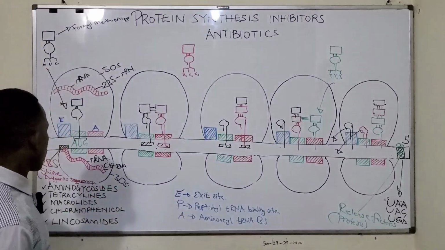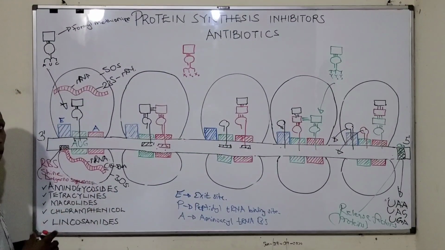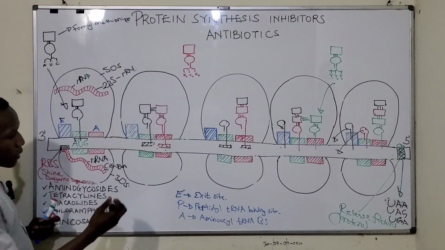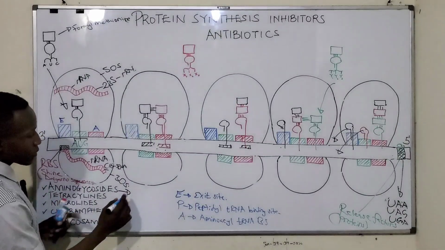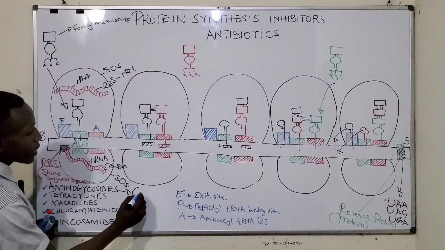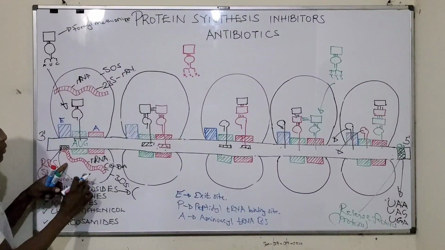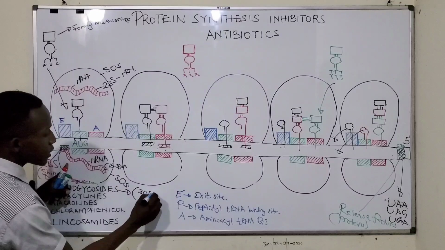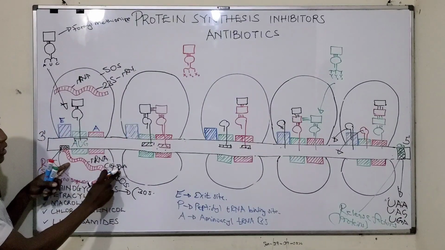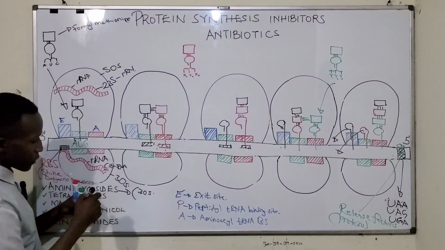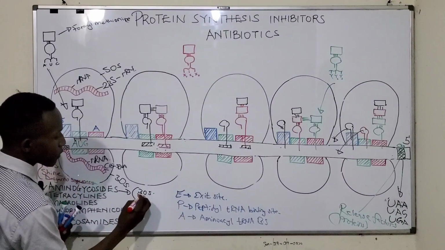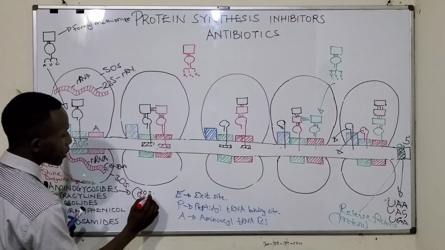Therefore, here, these are some of the classes of the drugs. These aminoglycosides, they bind to the ribosome. They are protein synthesis inhibitors. They bind at the small subunit, which is the 30S. But they bind to this ribosomal RNA, which is the 16S ribosomal RNA.